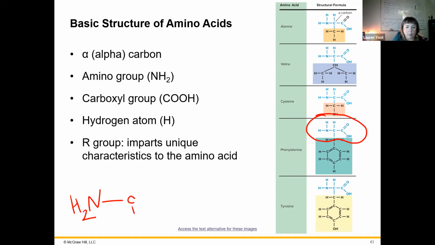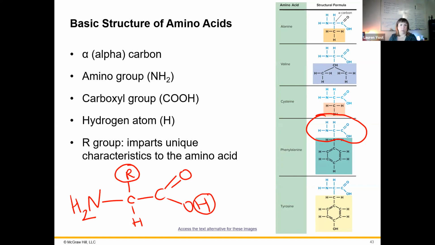That's what determines if it's tryptophan or phenylalanine or whatever it is. And then we have our carboxylic acid, or carboxyl group. This hydrogen here is what makes it an acid. That's what can be donated out as an acid in a typical solution.